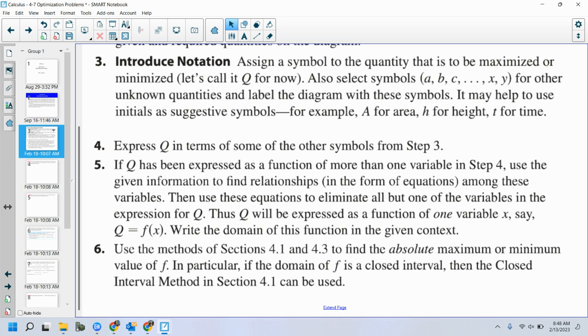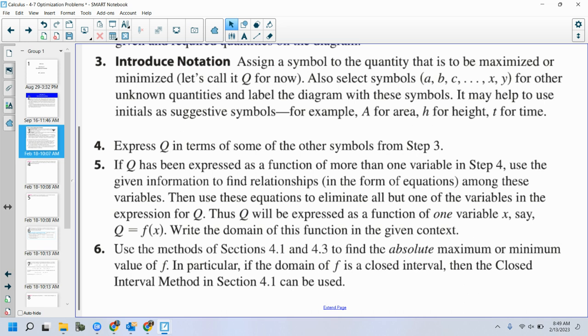So what you want to do is figure out your way around it. Remember, we would draw right triangles. We would figure out some other relationship that we could put into that function so that we can make it all out of one variable, and then use those equations to eliminate all but one of the variables in the expression. Thus, Q will be expressed as one variable. Lastly, step 6, use the methods from sections 4.1 to 4.3, finding the absolute maximum or minimum values of the function using calculus.